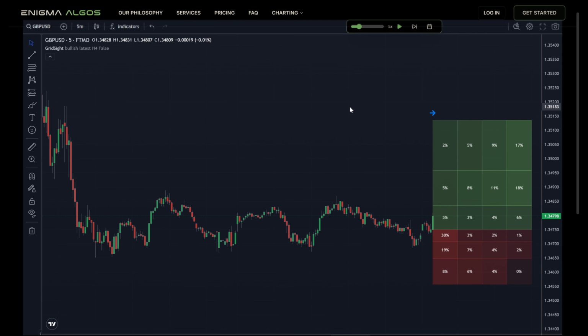So let's look at an example to clear things up. We are on the pound dollar M5 chart, and we have GridSight loaded up with the 4-hour time window, and we can see a new grid is just being formed. It is starting at 2 a.m. and ending at 6 a.m.